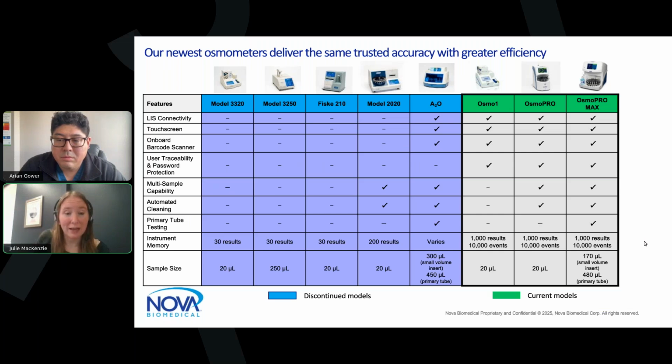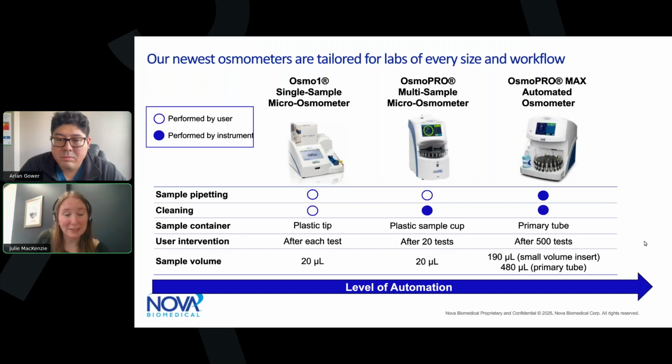If we go to the next slide, I wanted to show you the main differences in the models that we offer. The Osmo One is the more manual of the models. You aspirate the sample and load it into the instrument one at a time, extremely robust. The Osmo Pro is semi-automated. You load the samples into test cups, one or a few at a time, and run the tests. And the Osmo Pro Max, all the way on the right, is our fully automated osmometer that allows you to load the primary tube, so no pipetting is required, and you can run one or multiple samples, really the highest level of automation.